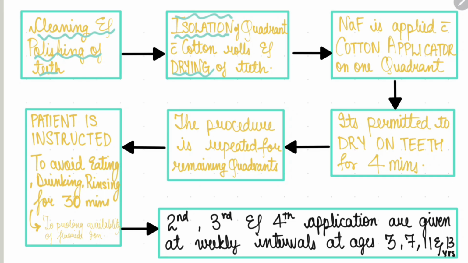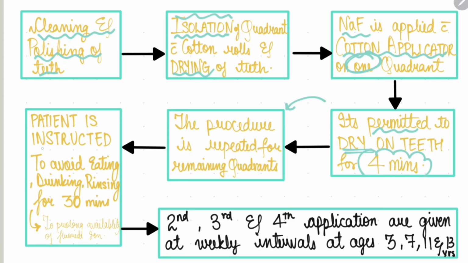And then the sodium fluoride is applied with the cotton applicator on one quadrant. So we do not apply sodium fluoride on all the quadrants at once. We take the sodium fluoride, we take the cotton applicator and we apply it on one quadrant at one time. Then we let the sodium fluoride dry on the teeth for how many minutes? 4 minutes. And then the procedure is repeated for the rest of the quadrants.